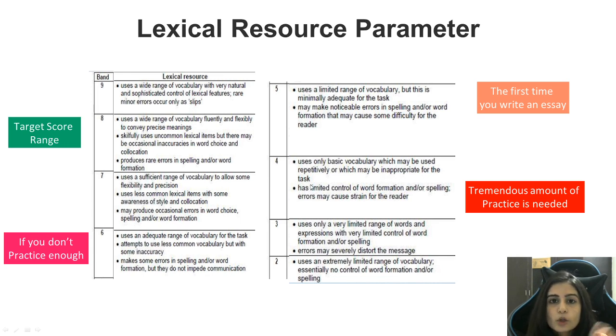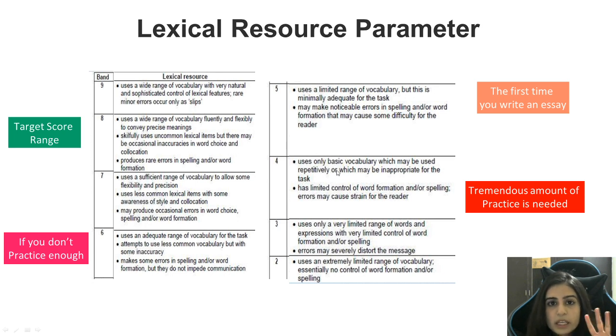So the task could be talking about environment and you're writing words related to, let's say, corruption. So I know this is a far-fetched example, but you're getting my point. So your wordings or your vocabulary should also be topic specific, or should be related to the task at hand.